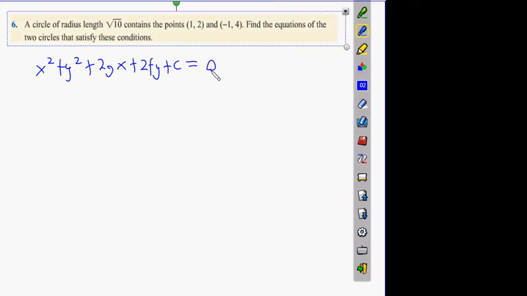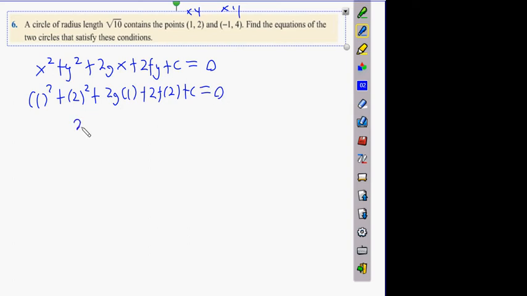So, I'm going to put in the 2 points, x and y. We're going to get 1 squared plus 2 squared plus 2g times 1 plus 2f times 2 plus c equals 0. We're going to get 2g plus 4f plus c equals -5. You should get that much at least.